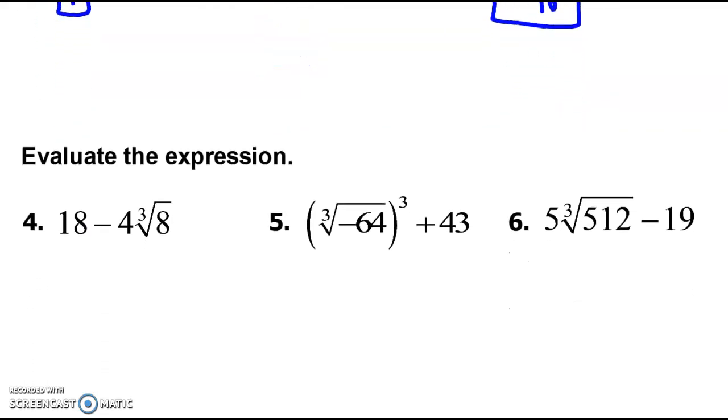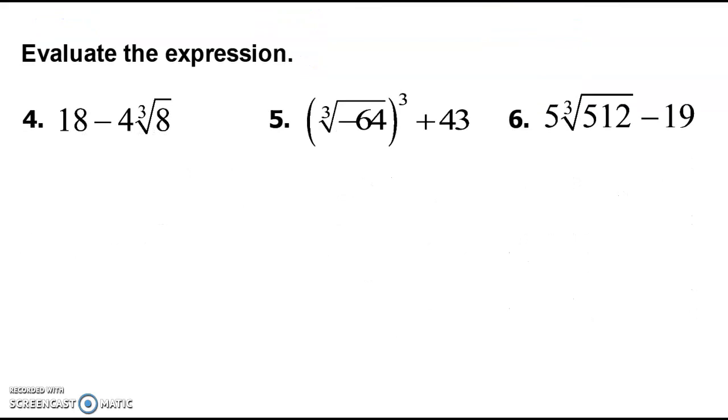Okay, moving on to the next section, evaluating the expressions. Let's see how you did. So we would keep our order of operations in mind. You're going to have 18 minus 4 times the cube root of 8, which is 2, as we saw earlier. And then we're going to take care of multiplication first. So that's 4 times 2 is 8. So you have 18 minus 8, which is simply 10.